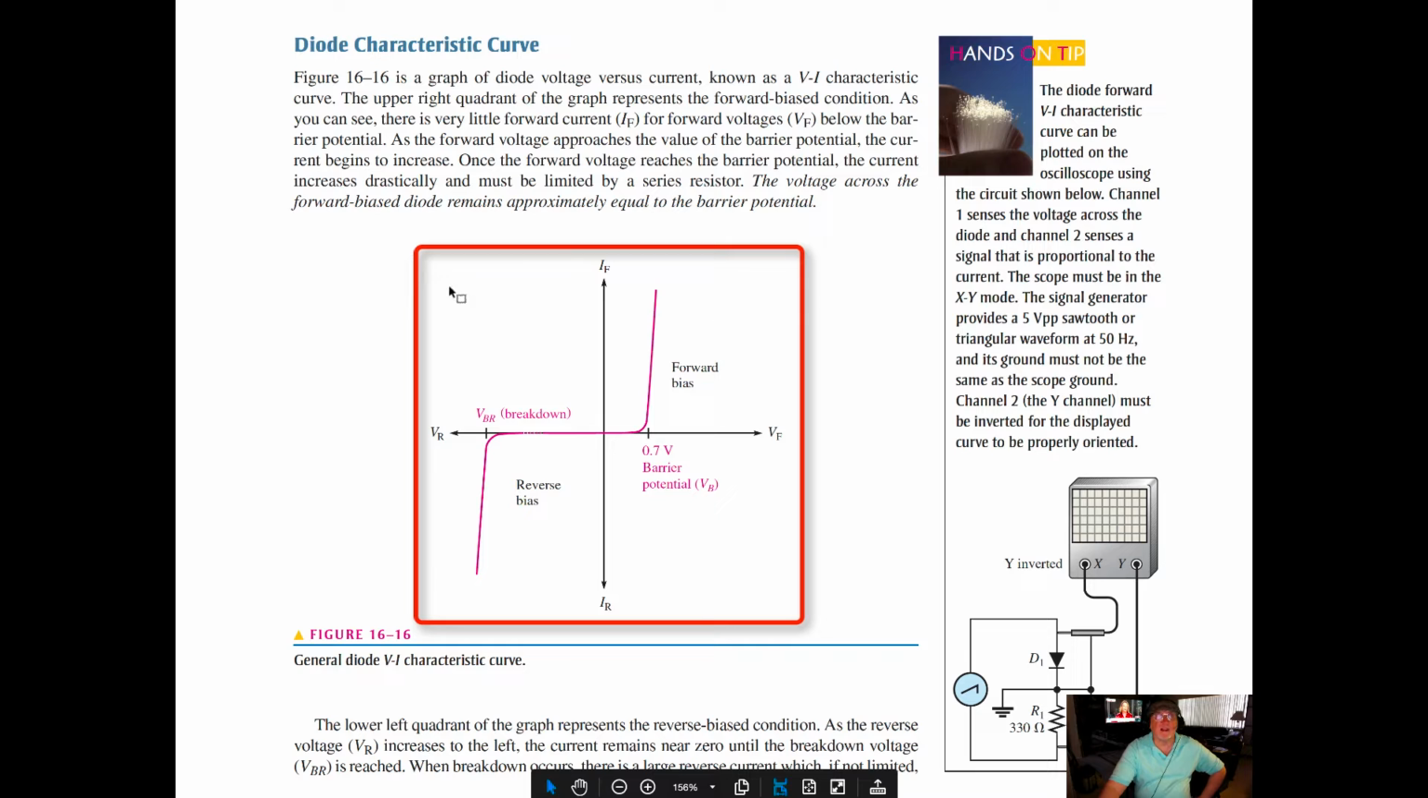So there's your graph. There is actually test equipment, and I don't know if in your lab they will have you use it for this course, but there is actually a piece of test equipment that plots this out for you.